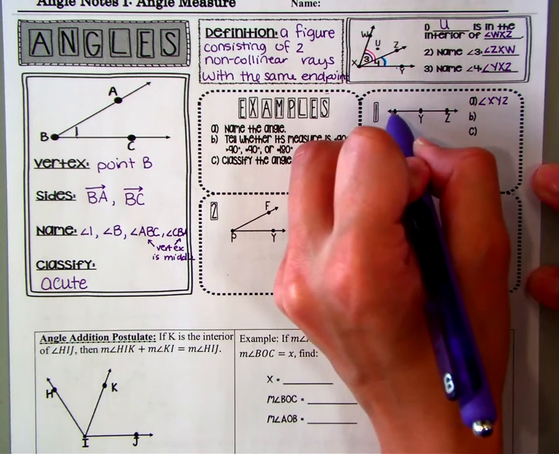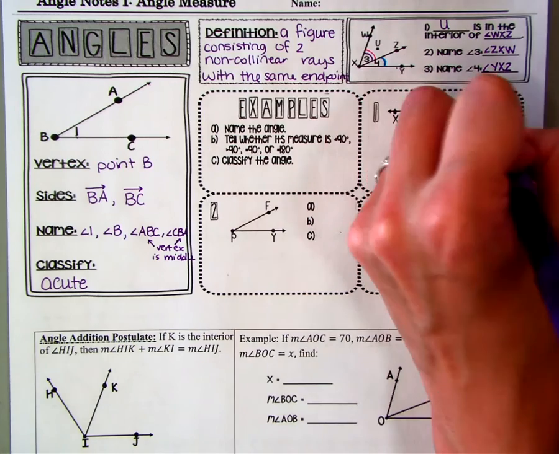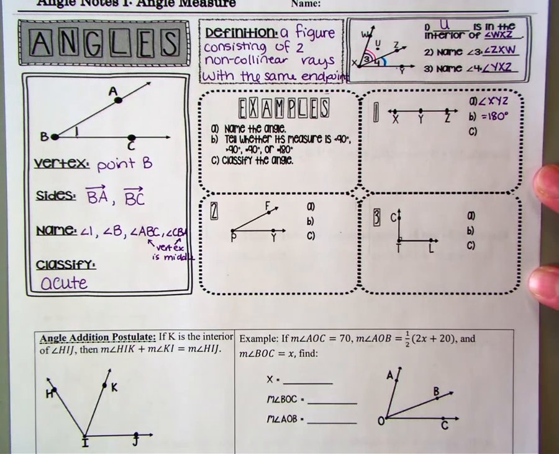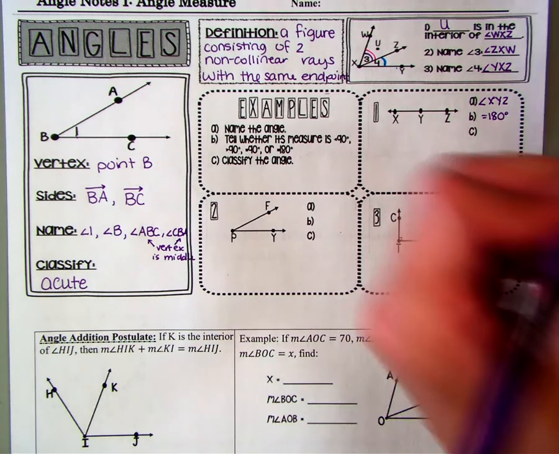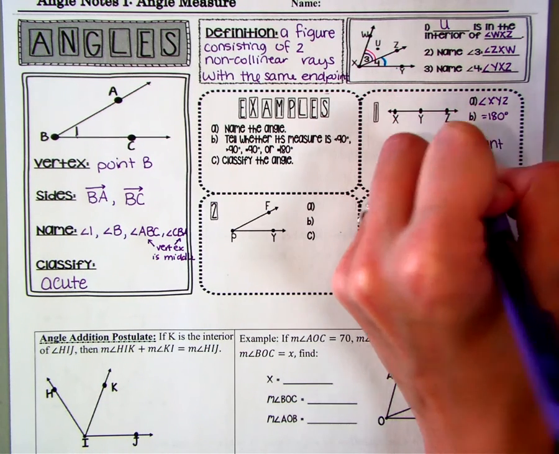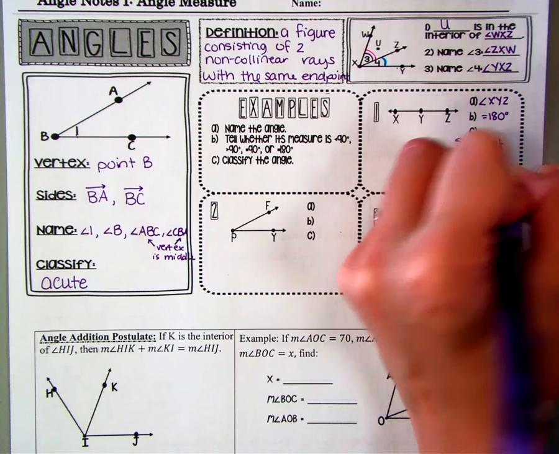Well, it is a straight line, and if you'll remember, lines are 180 degrees. Classifying it as less than 90, greater than 90, equal to 90, or equal to 180 helps us classify it. Since this one equals 180, we call it a straight angle. In other words, it's a line.